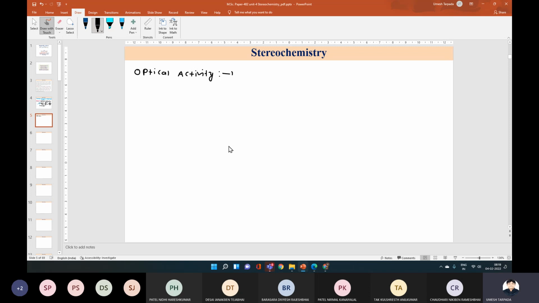So for optical activity, molecular asymmetry is required, or you can say the chiral center is responsible for getting optical activity. So how is that possible? See, optical activity is nothing but an asymmetric compound rotating plane polarized light either in a clockwise direction. Asymmetric means a compound having a chiral center.